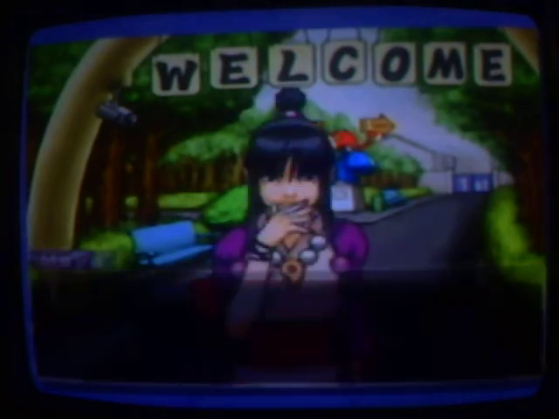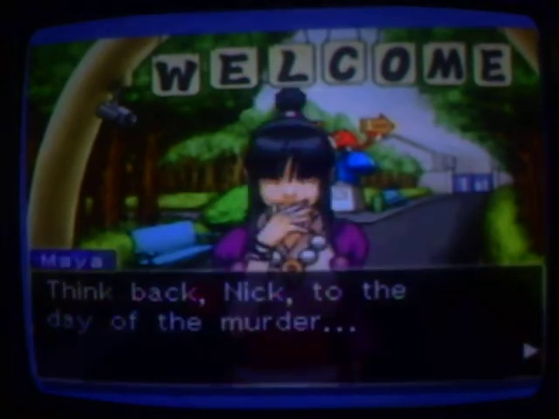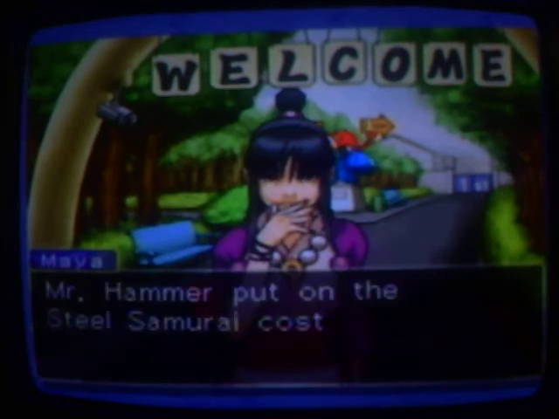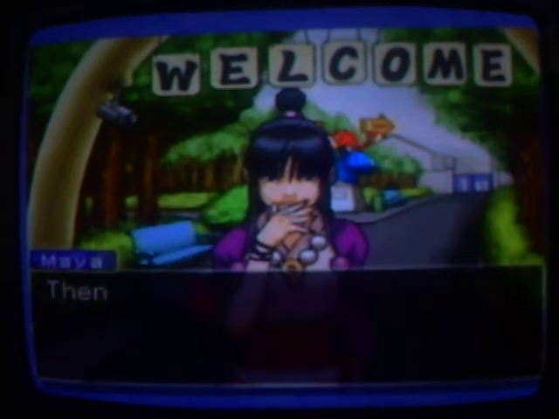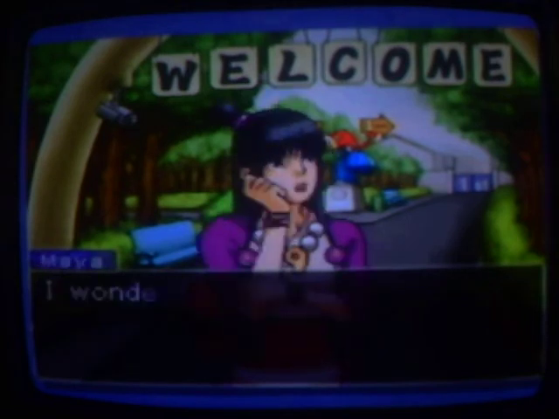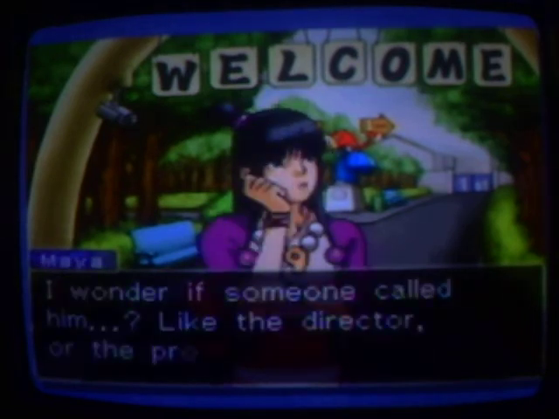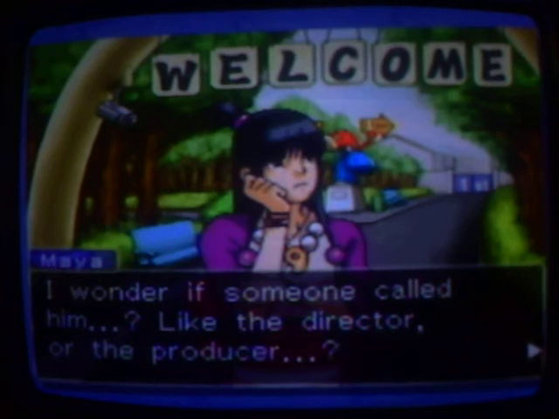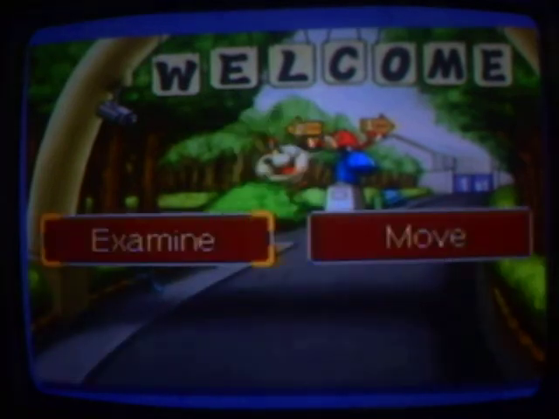Studio 1 entrance. Think back, Nick, to the day of the murder. Mr. Hammer put on the Steel Samurai costume. Then he left from here to go to Studio 2. Right. But why? I wonder if someone called him, like the director or the producer.